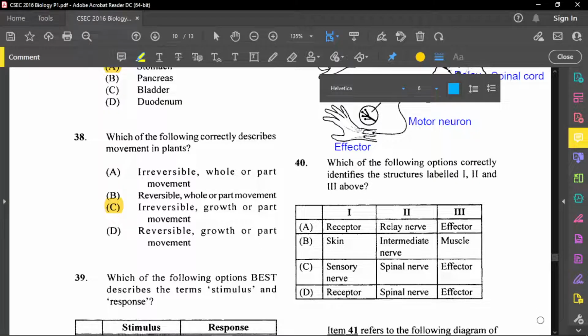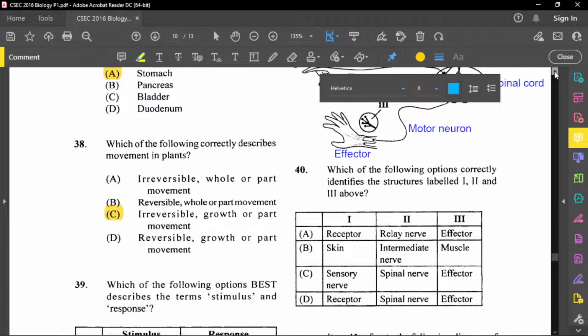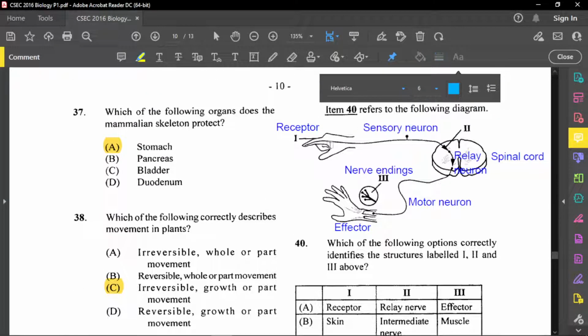All right, 39. No, you know what? Let me go to 40. 40 is across the road. Now, which of the following options correctly identifies the structures labeled 1, 2, and 3 above? Let me just quickly go up to the diagram now. 1, 2, and 3.